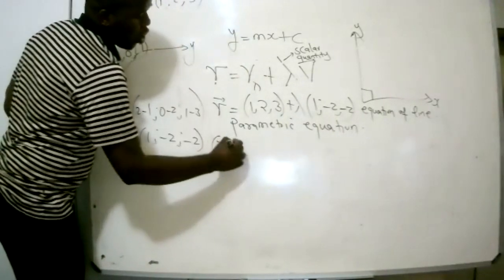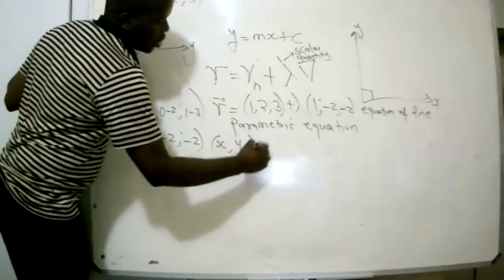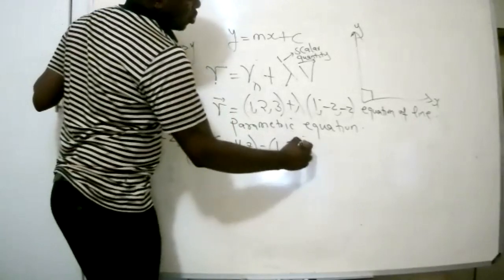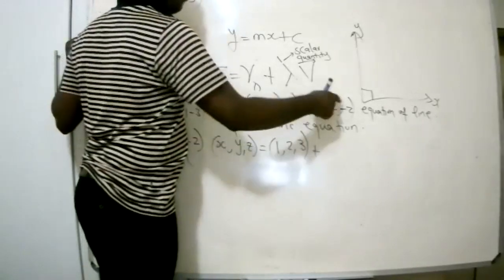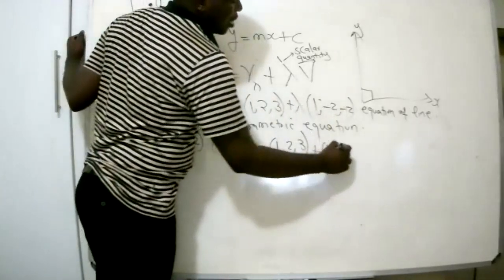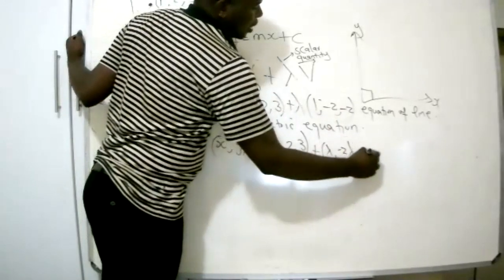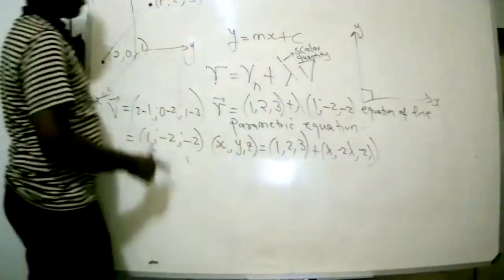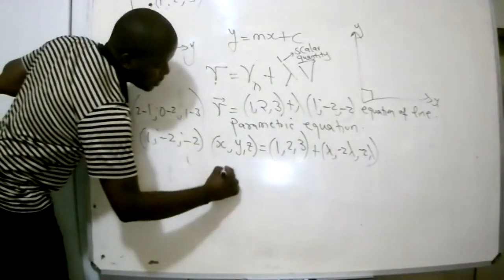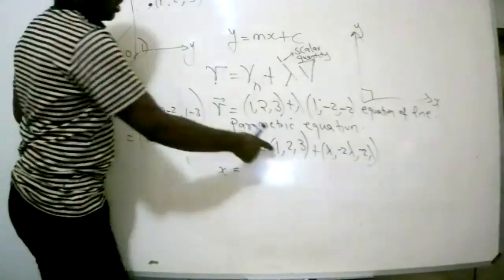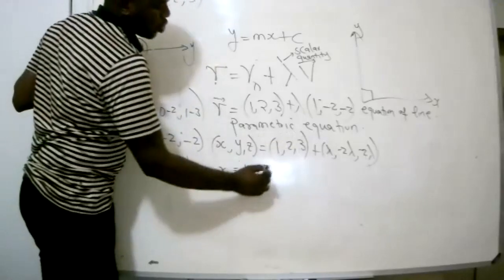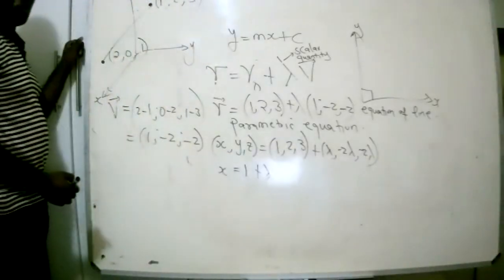You want to say x, comma y, comma z, which is equal to 1, 2, 3 plus lambda multiplied by the values of v: lambda, -2 lambda, -2 lambda in that case. From there, in the parametric equation, x is equal to the first component plus the first component multiplied by lambda. So that is what is called the first parametric equation that we obtained there.